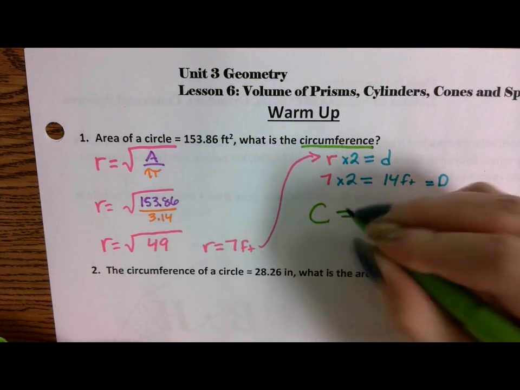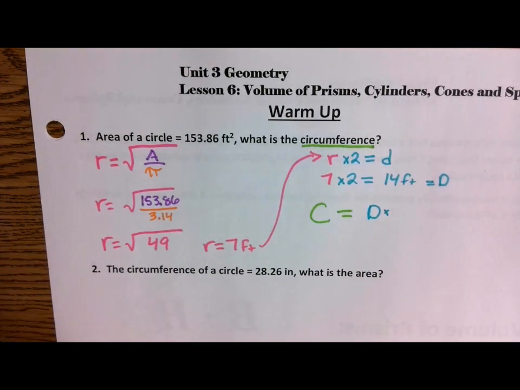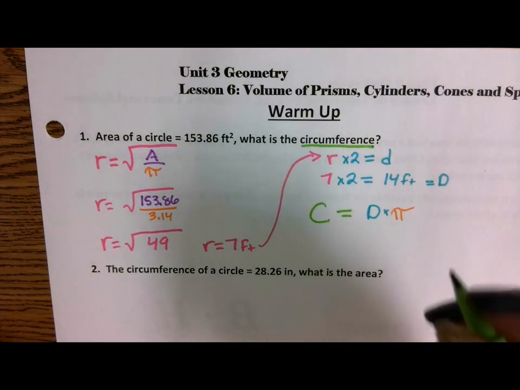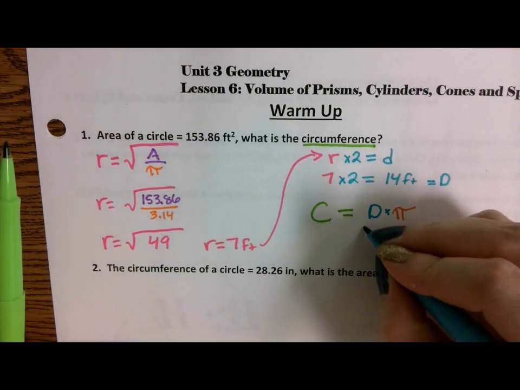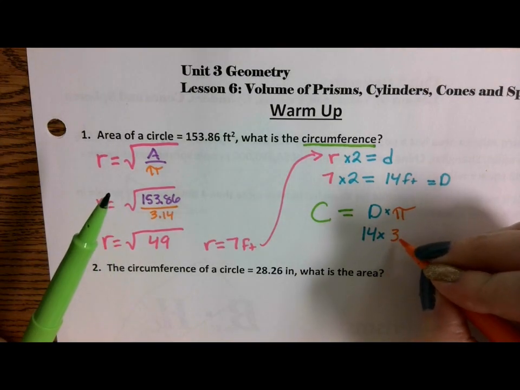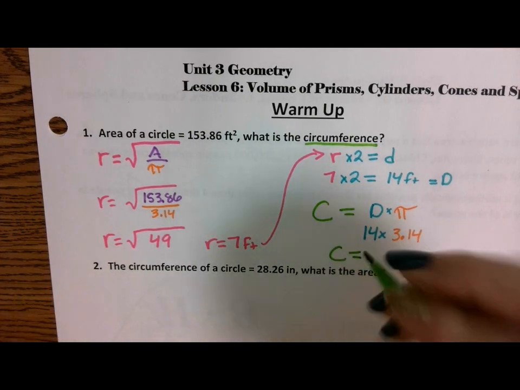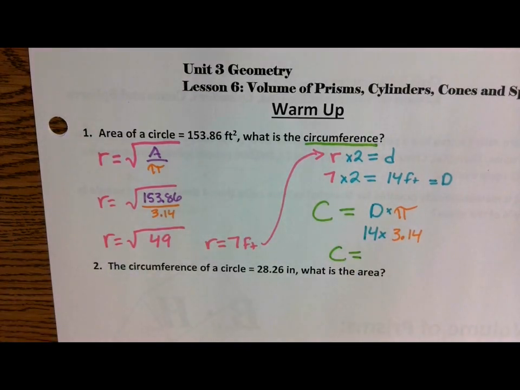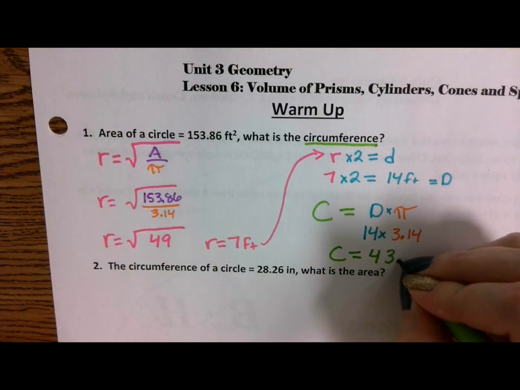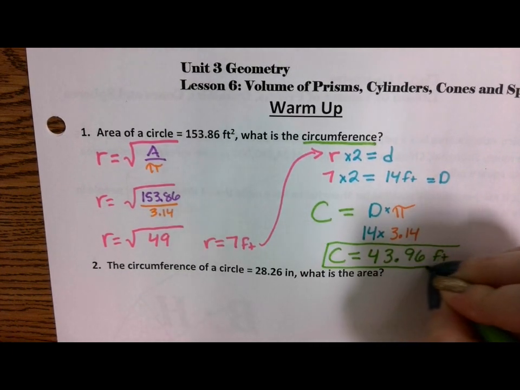So circumference is equal to the diameter times pi. All we have to do is multiply 14 times 3.14, and that'll give us our circumference. So what is our circumference for this problem? 43.96 feet. 43.96 feet is the circumference.